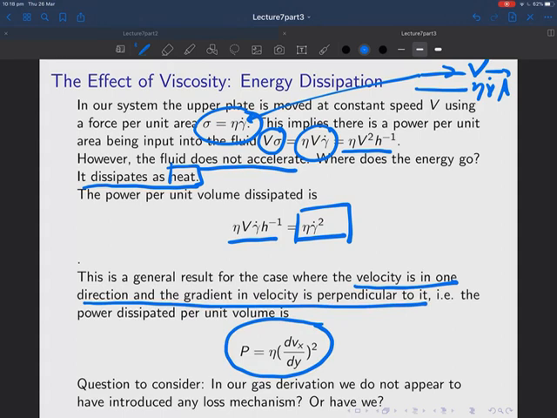So the power dissipated per unit volume in our particular case is this, where the velocity is in one direction and the gradient of the velocity is perpendicular to it. That's the power per unit area, and you can see that involves directly the viscosity. Now a question for you to consider is, in our gas derivation for viscosity, we don't appear to have introduced any loss mechanism, any way of converting the energy into heat. But obviously we have somehow, so it's up to you to figure out which step allows us to do that. It seems to be lossless, but in fact I've just told you it's not lossless, and there's a power per unit area which is dissipated as heat, and it's that.